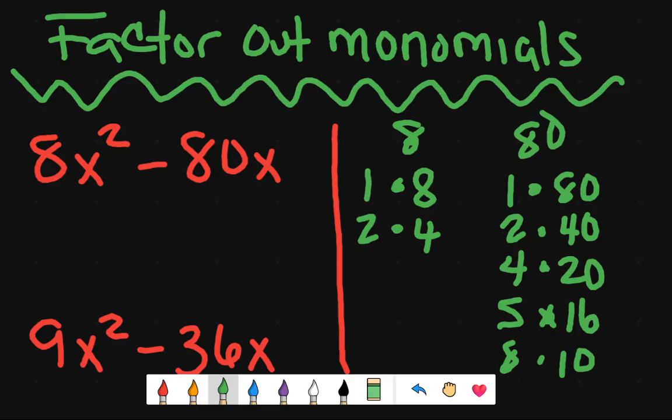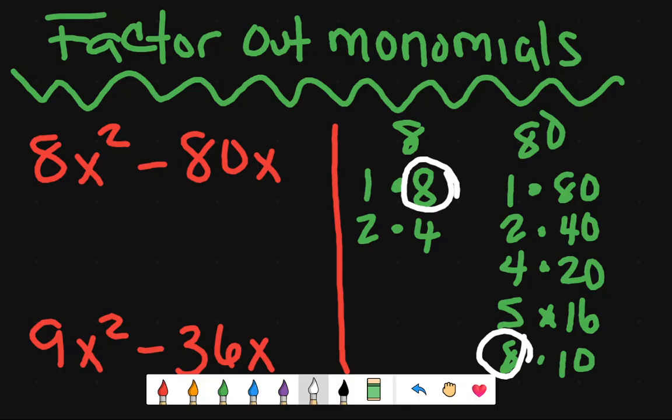So now, when we look at the common factors, of course, the first common factor they have is 1. The next common factor that they have is 2. The next one is 4. And the final one is what? 8. So the largest, or the greatest common factor, is 8. So we're going to use the 8 and we're going to factor it out now.